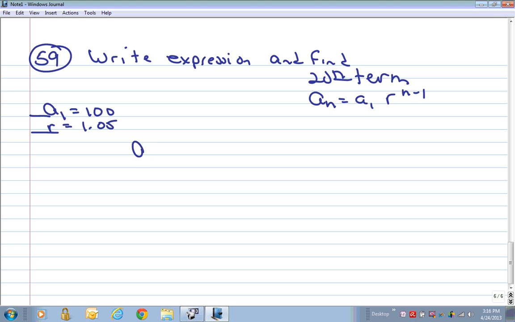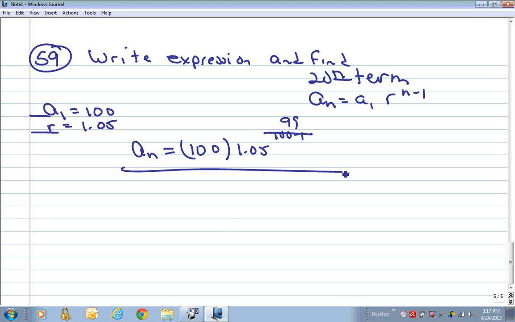So our formula would be a sub n equals a sub 1, which is 100, times the ratio, which is 1.05 raised to the n minus 1 power. That would be 100 minus 1, which is 99th power. Now that's our formula, and now what we want to do is find the 20th term. So we want to find a sub 20.